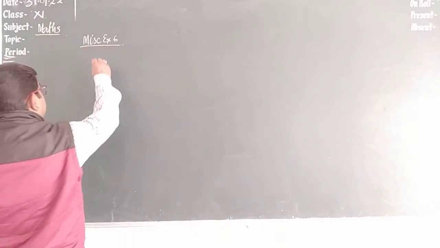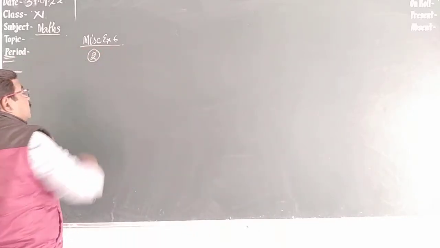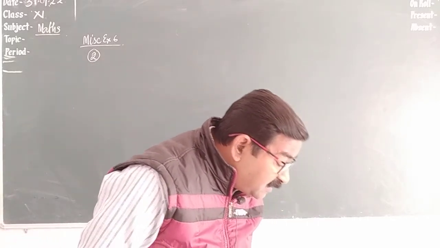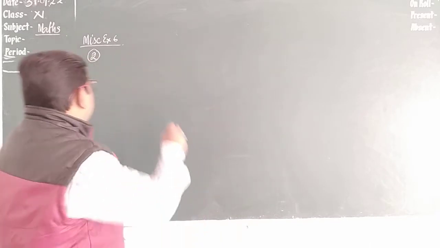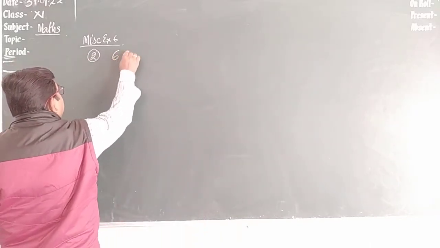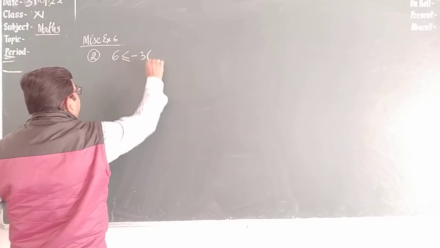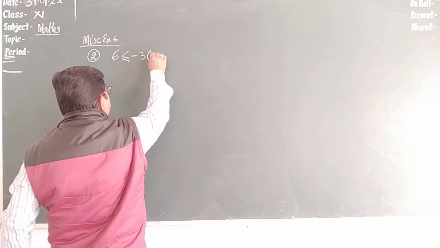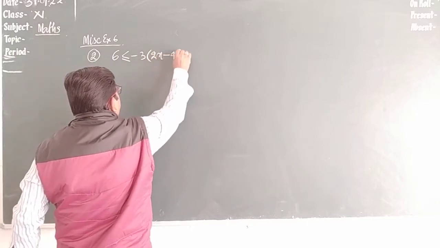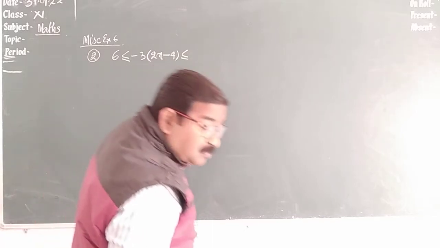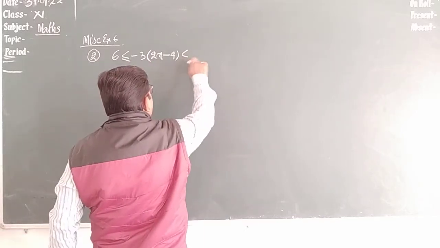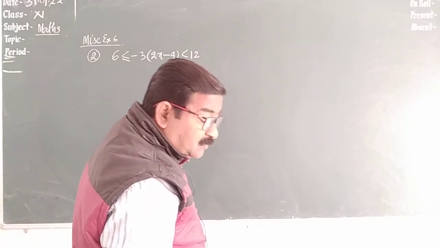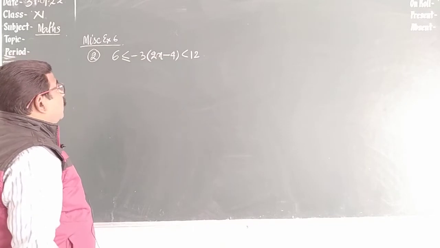Question number 2. Second question. We are given 6 is less than or equal to minus 3 times of 2x minus 4 is less than or equal to 12. Only less than 12 is given. So once again, what to do?